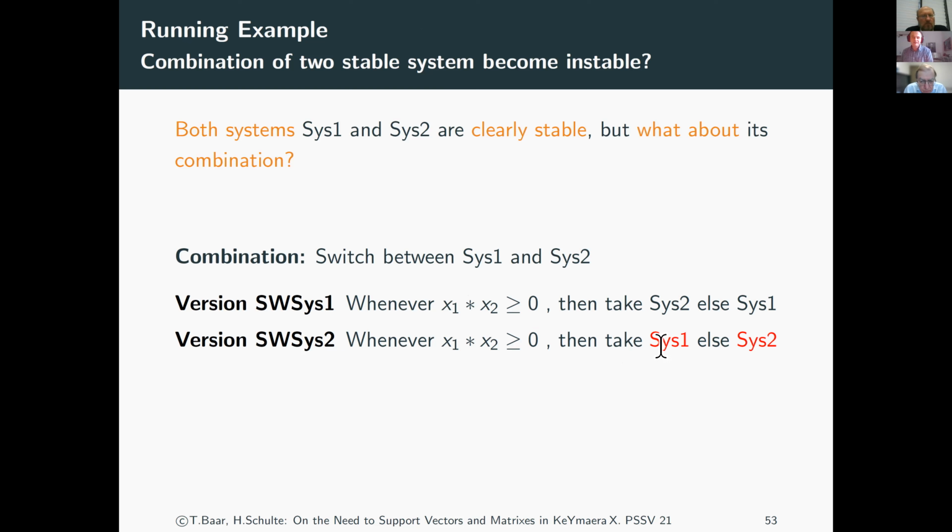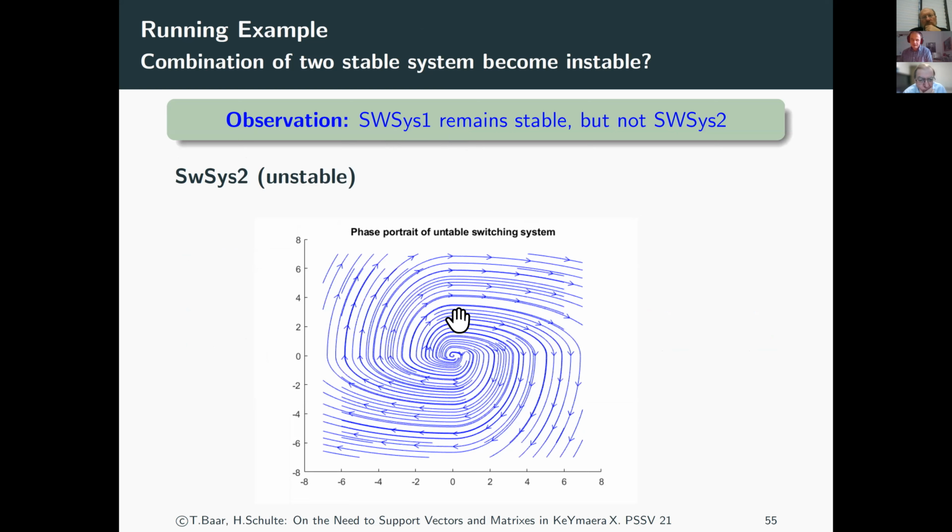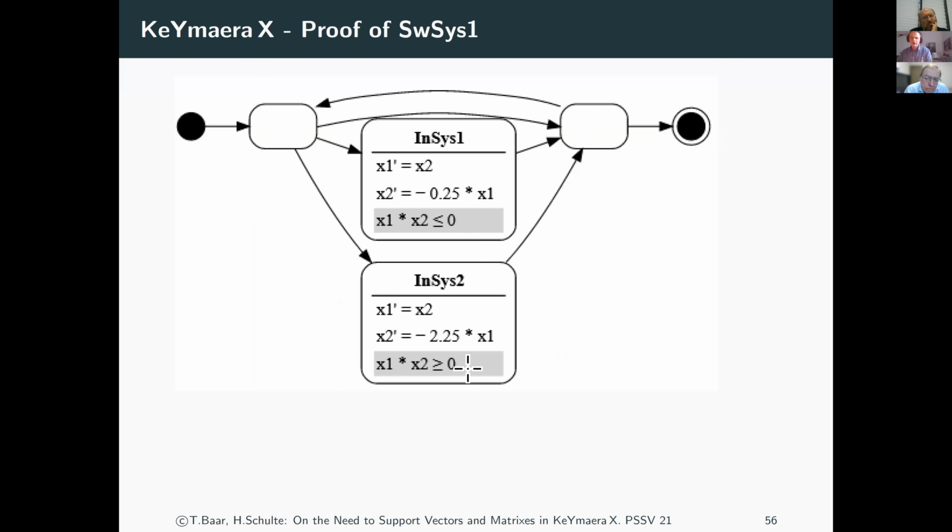And now the funny thing is that the first switching system, as we call it, is still stable, but the second is not stable. And of course, we would be interested to prove the stability also. So let's have a look at the first switching system. In the phase diagram, we see the trajectories go closer and closer to the zero point, right? And in the second one, we go further and further away from this middle point. So we can see this with a phase diagram, but of course we would also like to prove it.